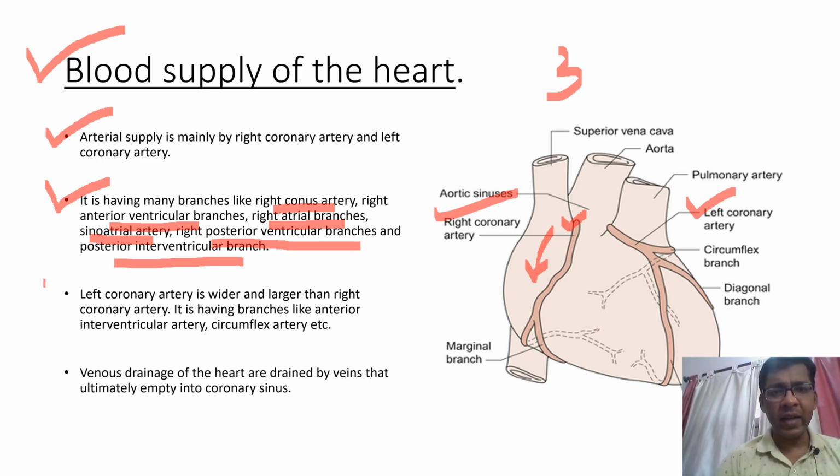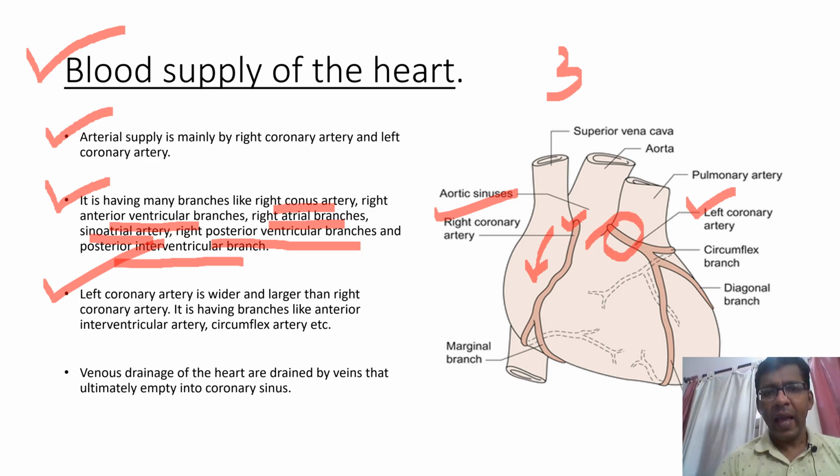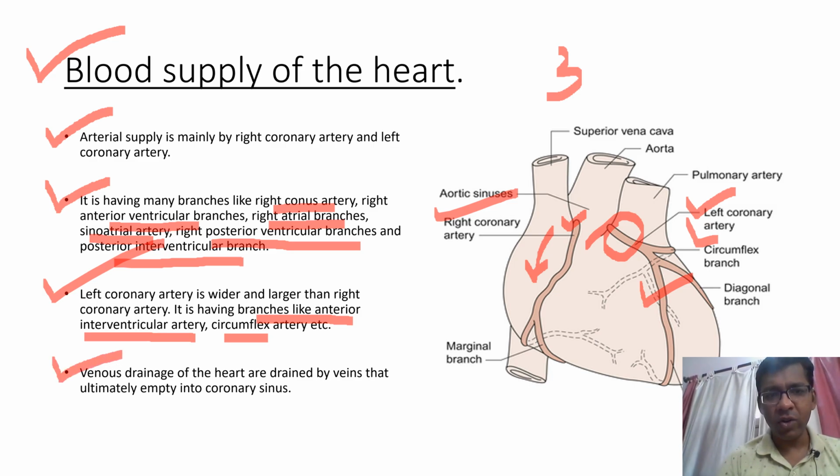The left coronary artery is wider and larger than the right coronary artery. It has branches like the anterior interventricular artery and circumflex artery. So this is the circumflex artery, and many branches are there which supply throughout the heart tissue. The veins of the heart are drained by veins that ultimately empty into the coronary sinus. So this is the venous drainage of the heart, that is deoxygenated blood coming via the coronary sinus.